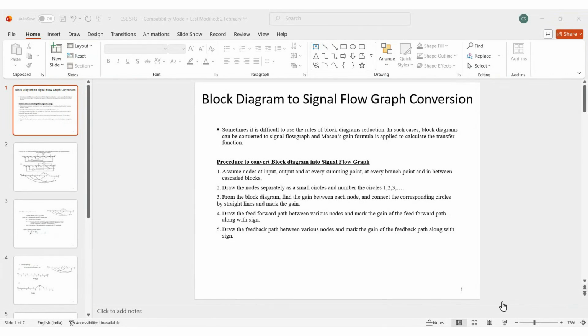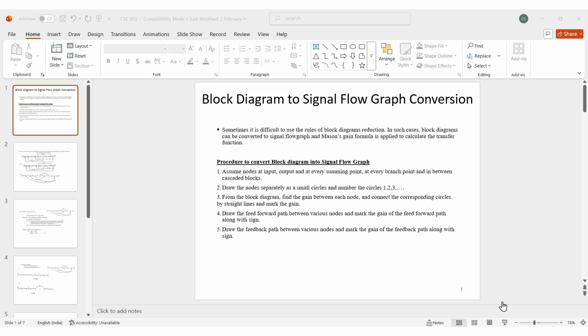Today, we are going to see how to convert a block diagram into a signal flow graph. Sometimes it is very difficult to use the rules of block diagram reduction to find the transfer function of a system, so it is better to use the signal flow graph as an easier way. We'll see how to convert a block diagram into a signal flow graph to determine the transfer function of a system using Mason's gain formula. The procedure involves 5 steps.